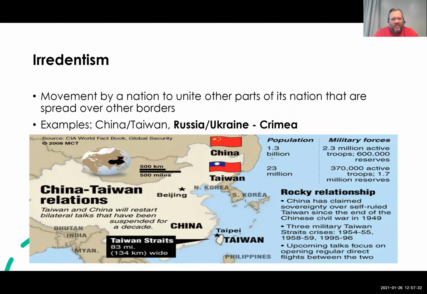And then the last term that we have, then we'll watch a video and then be done, is this term called irredentism. And again, we're talking about factors that can influence devolutionary pressures. Irredentism is when there's a movement by a nation to unite other parts of its nation that are spread over other borders. We've talked about Taiwan, we talked about Hong Kong. That would be kind of an example of irredentism. But China's desire to take over Taiwan is irredentism.